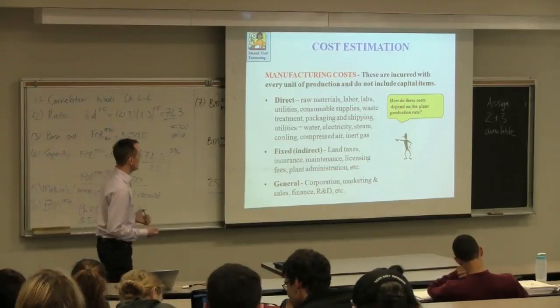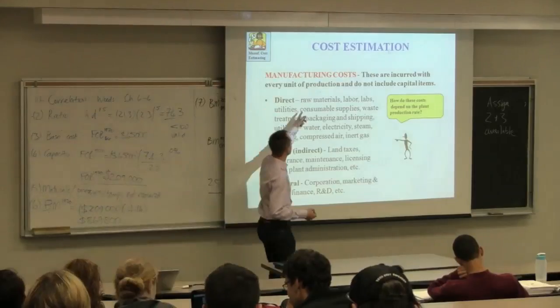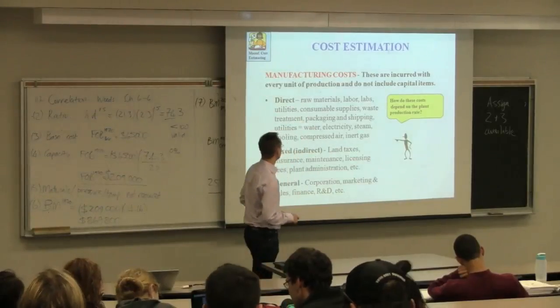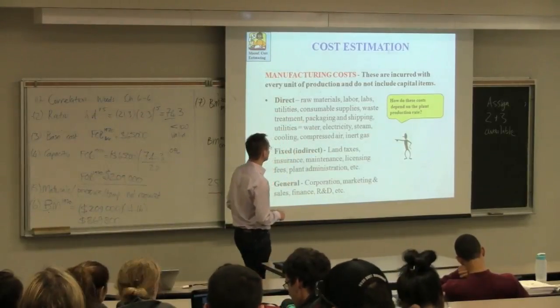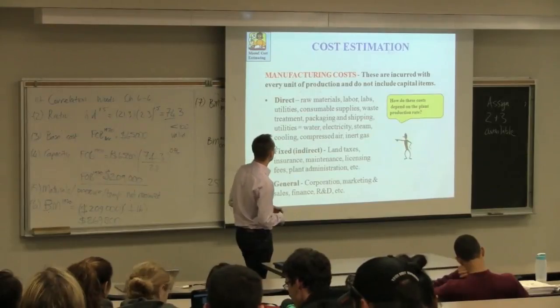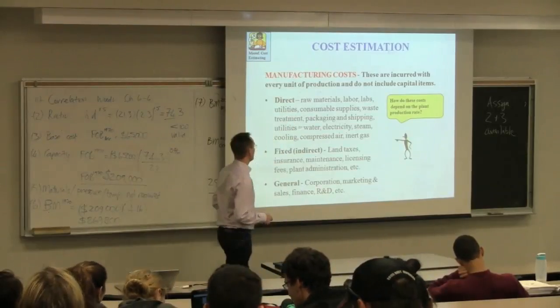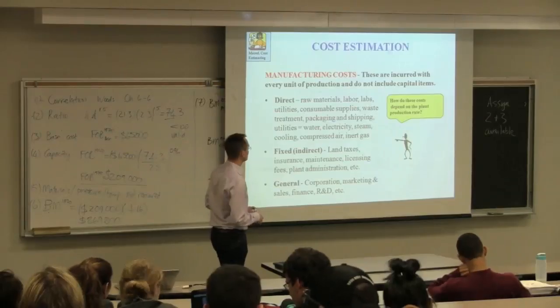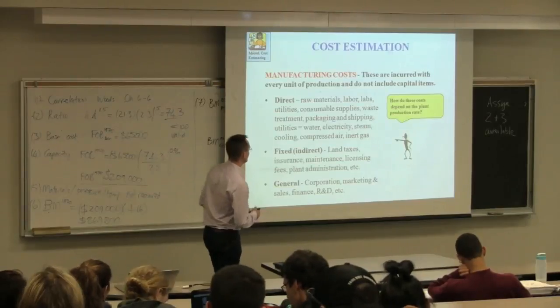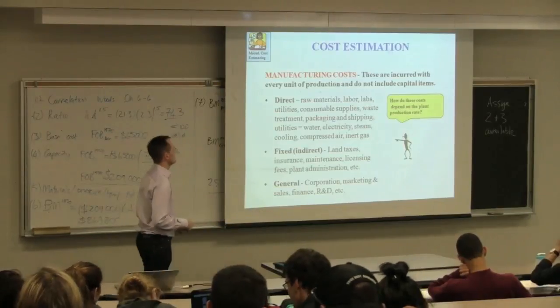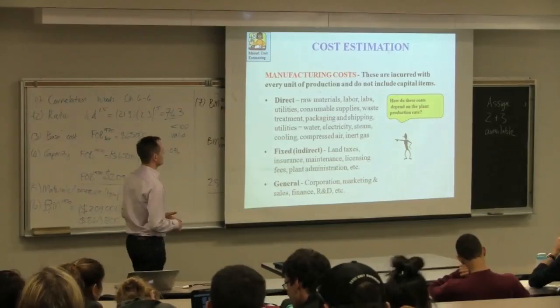So as expected, with the raw materials, the higher the percent throughput in your process, the greater your raw materials in a linear manner. Your utilities would go up in a linear manner, your consumable supplies, wastewater treatments and other waste treatments, packaging and shipping. So the more you produce, the more waste you produce, the more packaging and shipping you have.